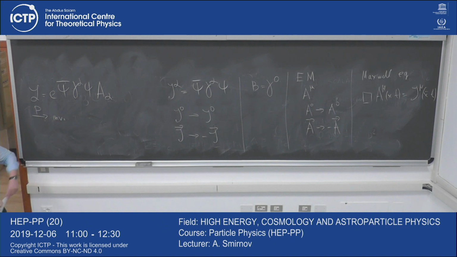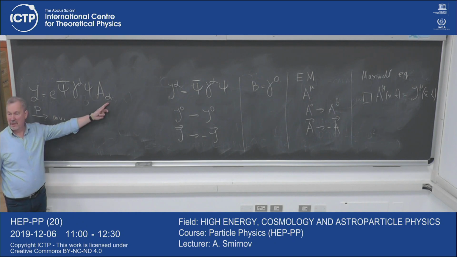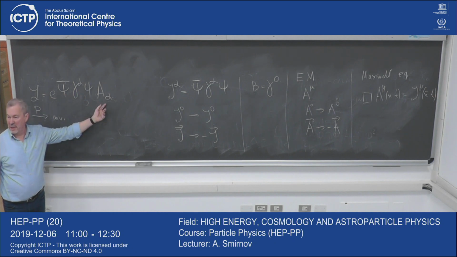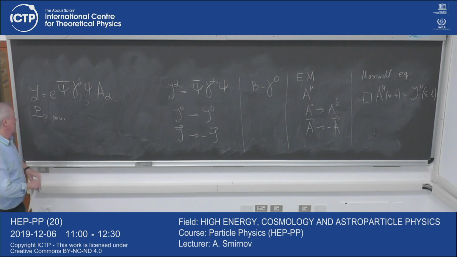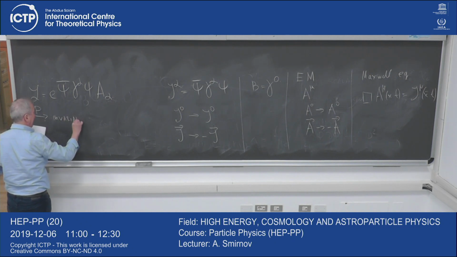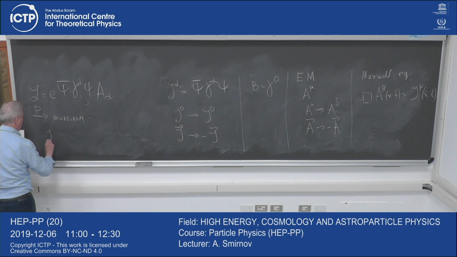It is invariant because the zero component of the current doesn't change the sign, the zero component of A doesn't change the sign, and the vectorial components of the current and the field both change the sign. Okay, so this is also invariant under P transformations. So let me write this still.